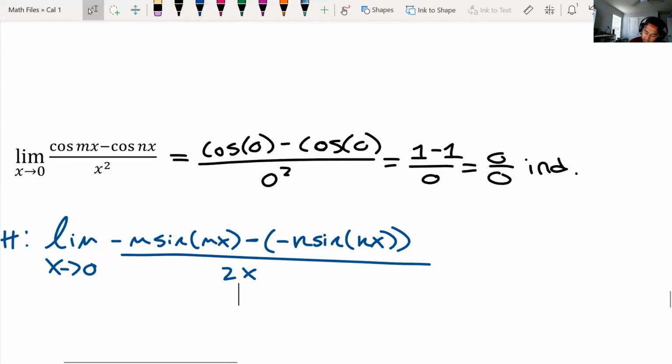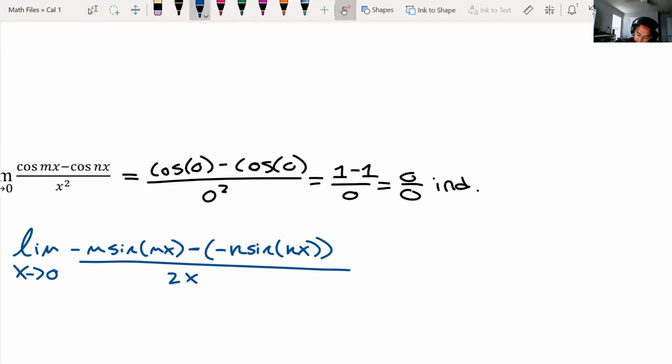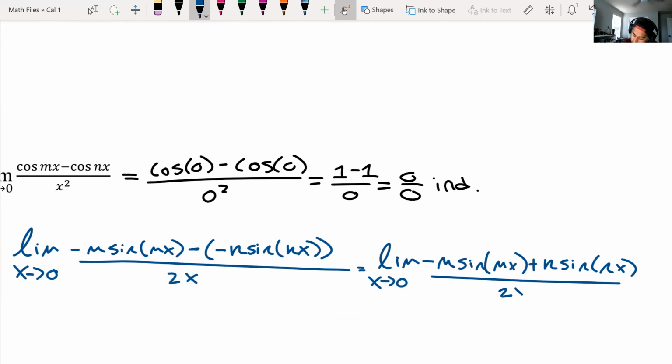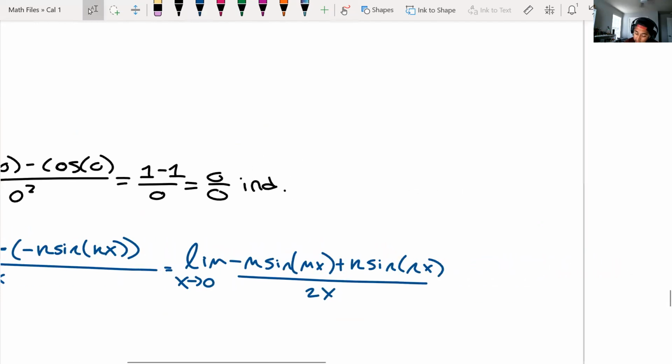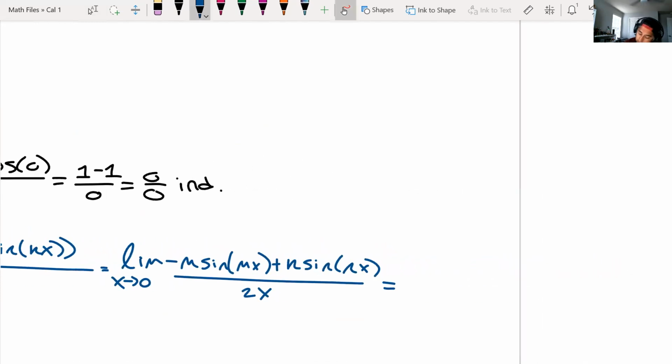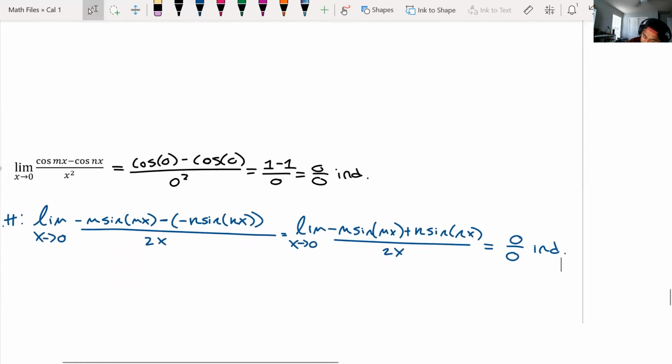Okay. Now let's make that look a little pretty. So you'd have limit as x approaches 0 of negative m sine mx plus n sine nx over 2x. And again, if you plug in 0, you will end up with 0 over 0. So L'Hopital's again.